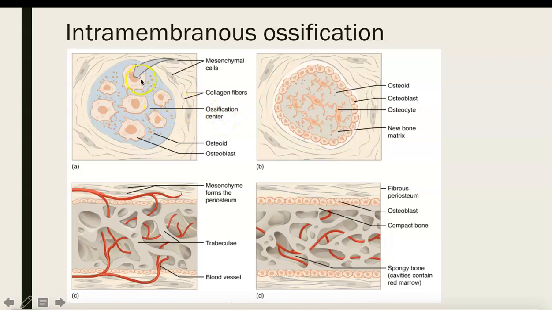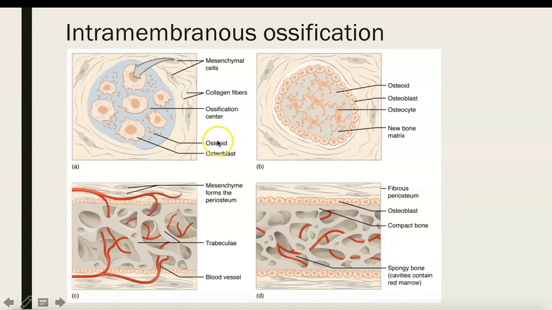And what's happening is that they are continuously and mitotically dividing. And as they do, their daughter cells are differentiating into osteogenic cells, and eventually the osteogenic cells differentiate into osteoblasts. And so here you can see these mesenchymal cells have essentially differentiated into osteoblasts. The first job of the osteoblast within this ossification center is to begin secreting an extracellular substance known as osteoid.